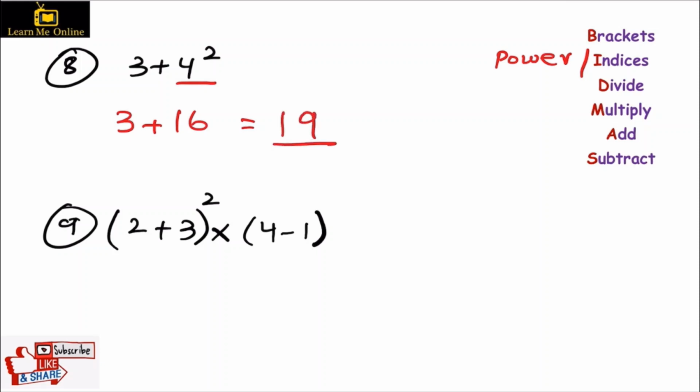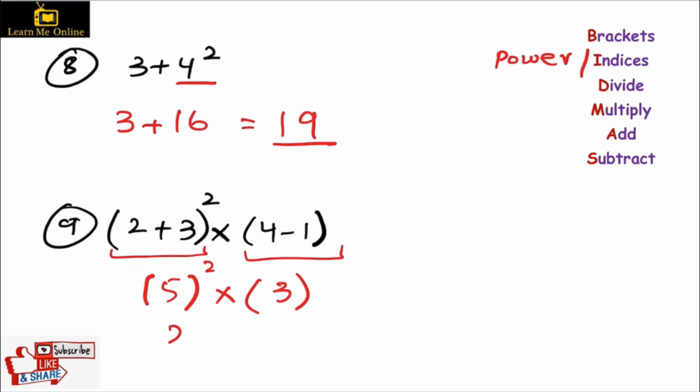Now here we see that we have two brackets written, and between the two brackets there's a multiply sign. I'm going to start by simplifying the two brackets. So 2 plus 3 would be 5. I have the first bracket to be 5 squared. The next bracket, 4 take away 1, would be 3. We do the powers now because the power comes next. So 5 squared would be 25, and there's a times 3. When you do 25 times 3, you'll come out with 75, and that's the whole simplification of the last example.